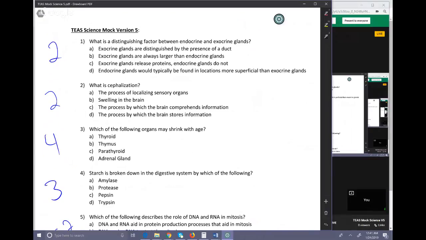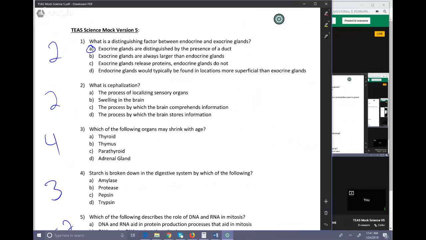Number 1 is one of the new circulating questions that a lot of people have had questions on. What is a distinguishing factor between endocrine and exocrine glands? The distinguishing factor between those two: exocrine, as the name implies, is something that leaves the body, and it has to have a duct in order to do that. So there's not variations on how that one gets answered. That is how that one gets answered.